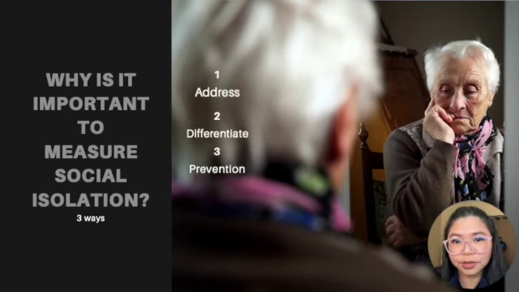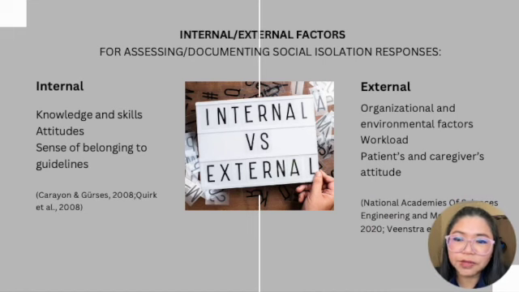appropriate interventions are implemented. When evaluating and recording responses to social isolation, there are 3 internal factors to consider. Number 1, healthcare professionals need to have the knowledge and skills to effectively identify and address social isolation. These include understanding the signs and symptoms and impact of social isolation, as well as being a support and making appropriate referrals.